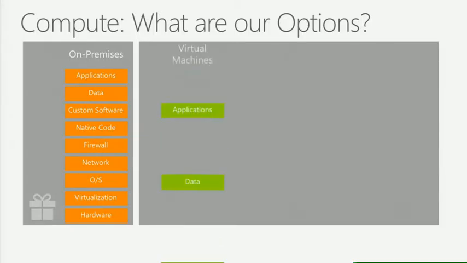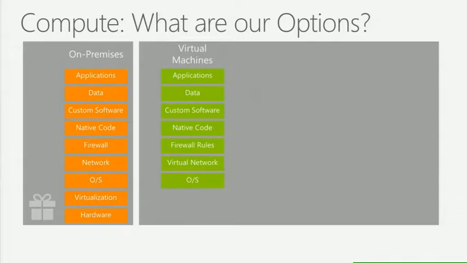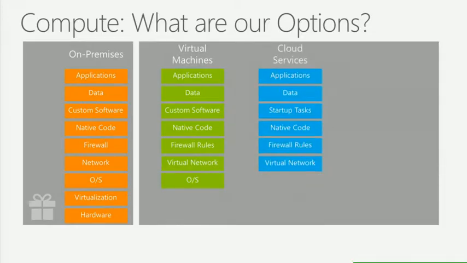With Windows Azure, we've got a few different options for compute. We've got virtual machines. So this one pretty much is most flexible in terms of you have control over everything from the OS through to the application. But not all applications require that amount of control. So the next one we've got here is cloud services.